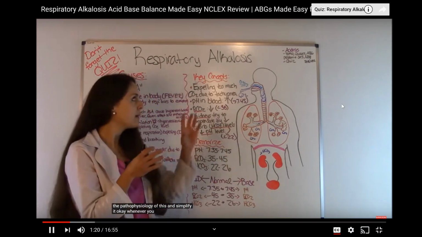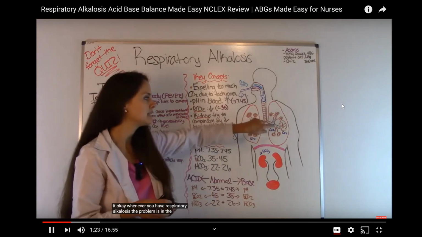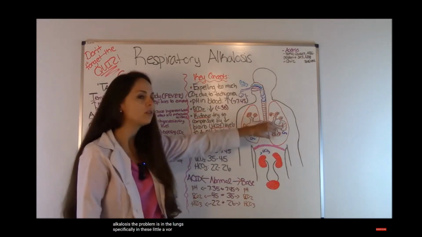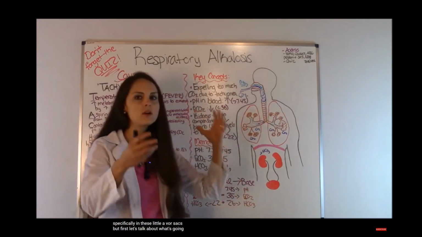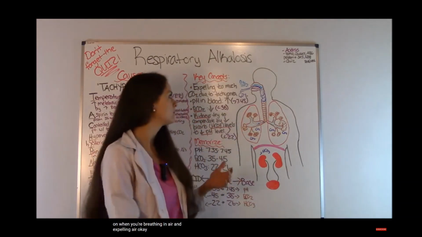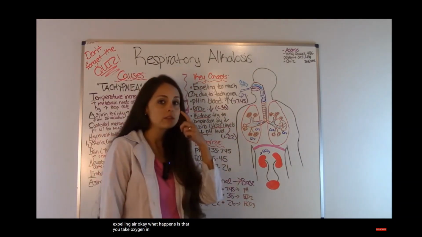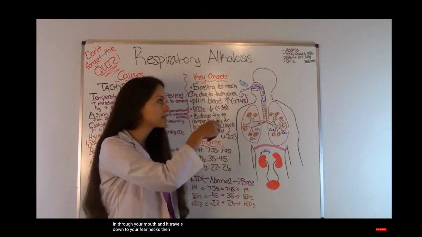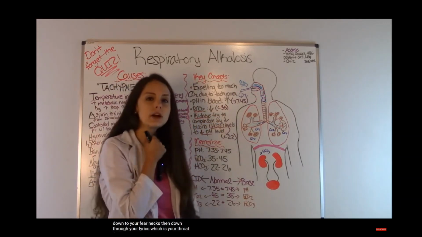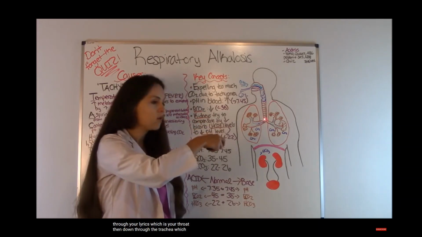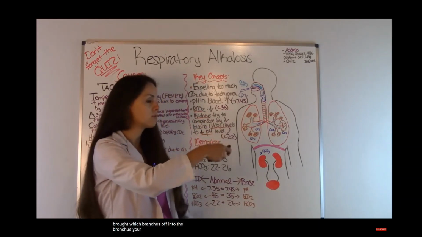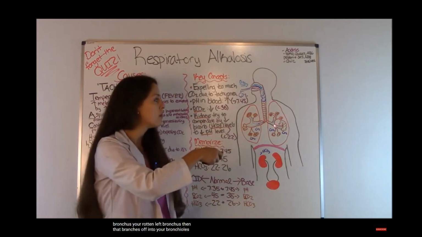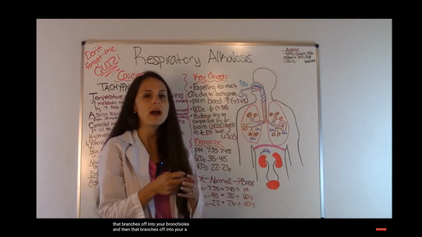Okay, first let's look at the pathophysiology of this and simplify it. Whenever you have respiratory alkalosis, the problem is in the lungs, specifically in these little alveolar sacs. But first, let's talk about what's going on when you're breathing in air and expelling air. You take oxygen in through your nose or your mouth, and it travels down to your pharynx, then through your larynx, which is your throat, then down through the trachea, which branches off into the right and left bronchus, then into your bronchioles, and then into your alveolar sacs.